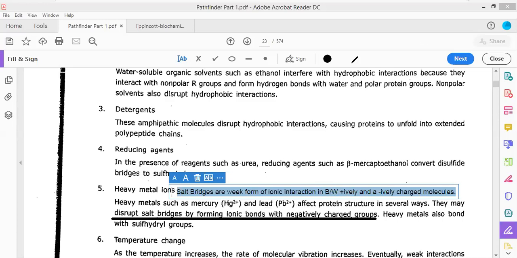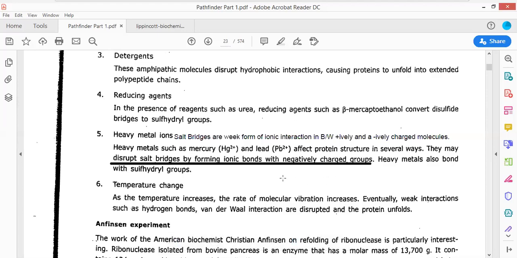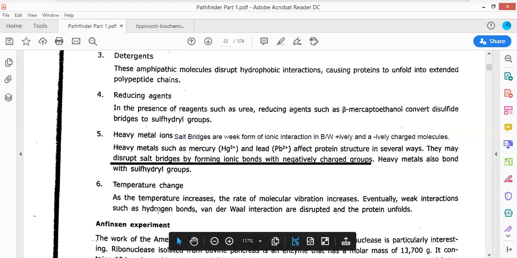Now please listen here, moving forward: heat. What is happening in the case of temperature? An increase or decrease in temperature leads to molecular vibrations being created. When temperature leads to molecular vibrations, every molecule is going to vibrate, just like the cursor is vibrating over your screen. Every molecule in the protein vibrates, and then hydrogen bonds and van der Waals forces of interaction are disrupted and the protein unfolds.